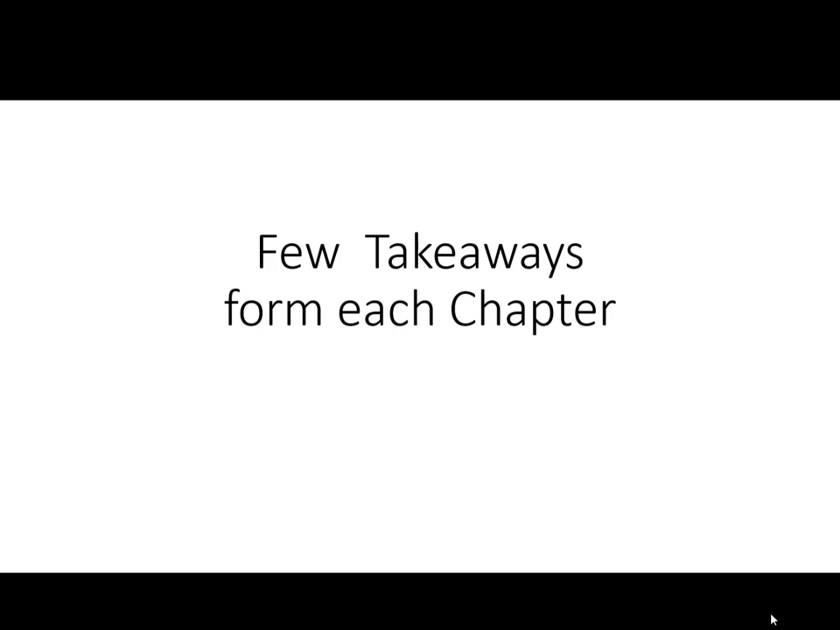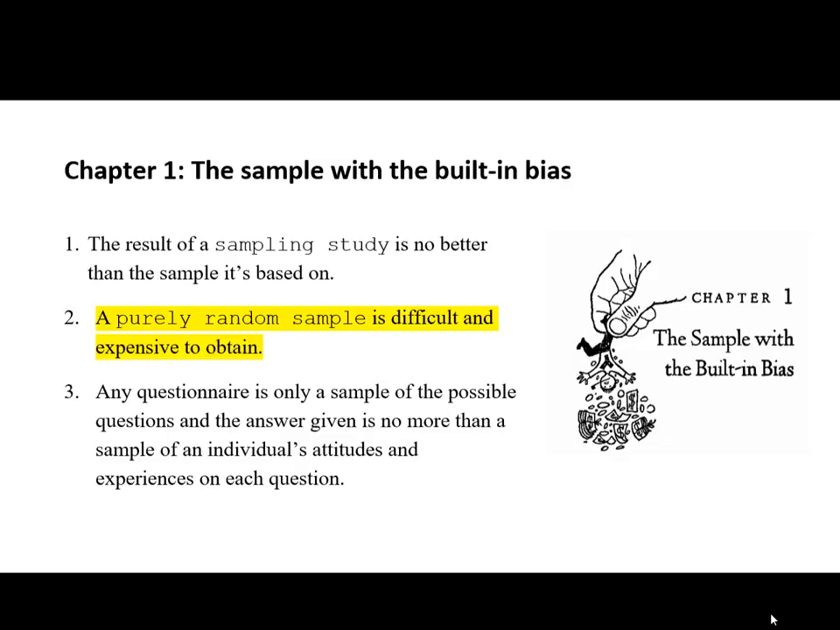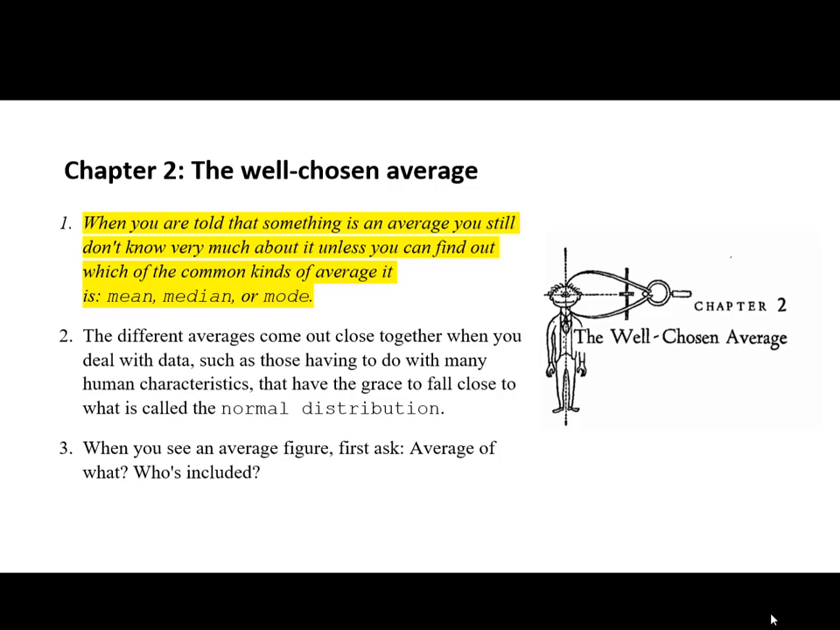To summarize the book, I devised this method of mentioning very few takeaways from each chapter. The book has 10 chapters. Chapter 1 is a sample with the built-in bias, and I quote, "A purely random sample is difficult and expensive to obtain." Chapter 2 is called the well-chosen average, and it says when you are told that something is an average, you still don't know very much about it unless you can find out which of the common kinds of average it is. We have 3 types: mean, median, and mode, and I'm going to define them later on.